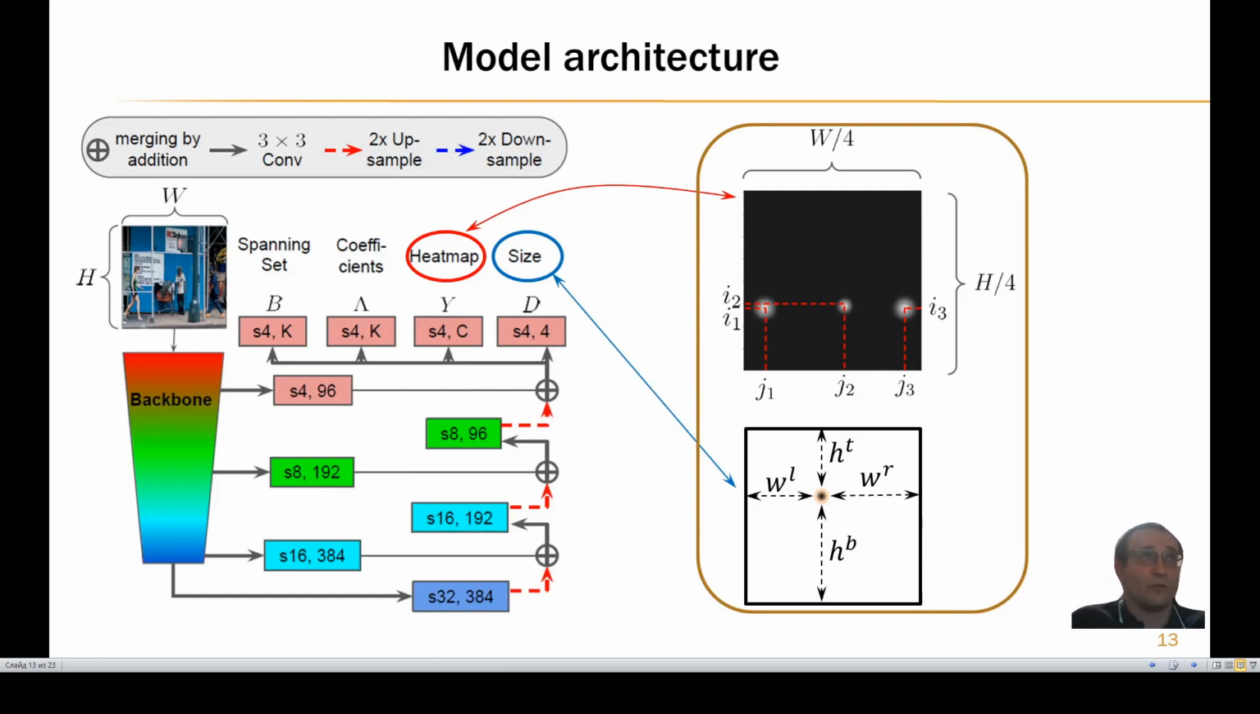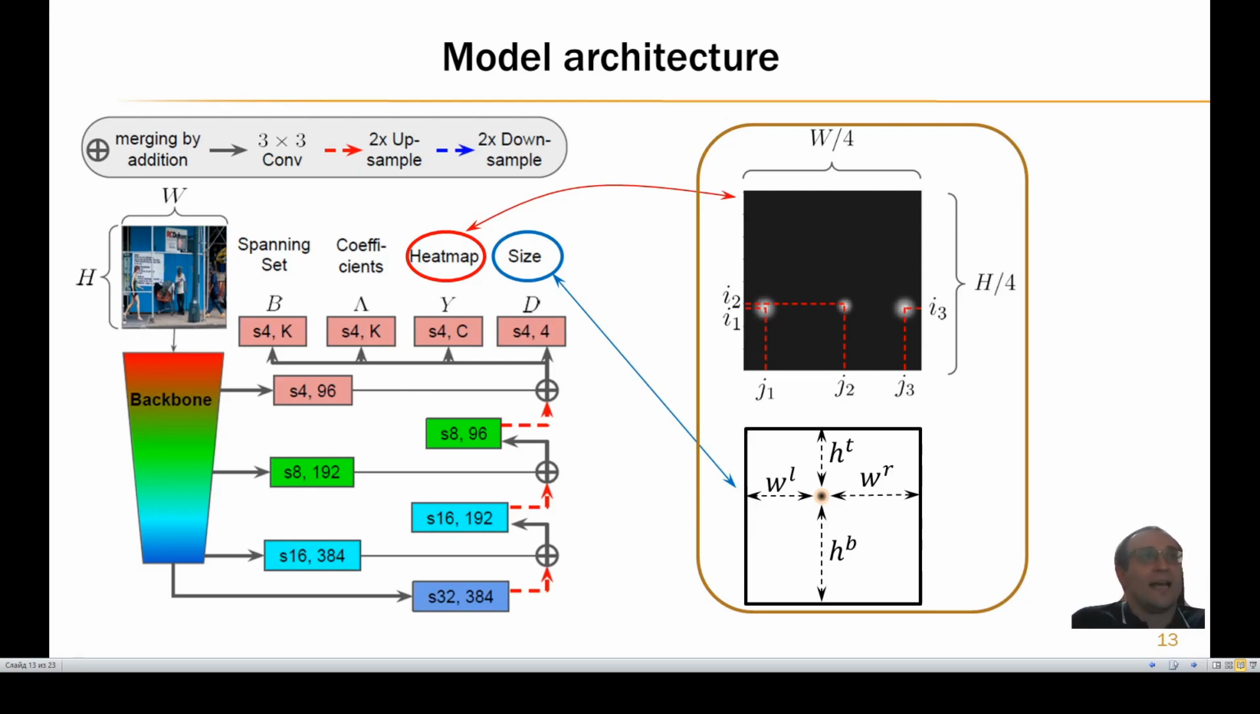A few words about model architecture. We propose a new single-stage, anchor-free instance segmentation method. Its architecture is based on CenterNet and feature pyramid networks. A model output consists of spanning set, coefficient, heat map, and size. The output spatial dimensions are 4 times less than the input spatial dimensions.